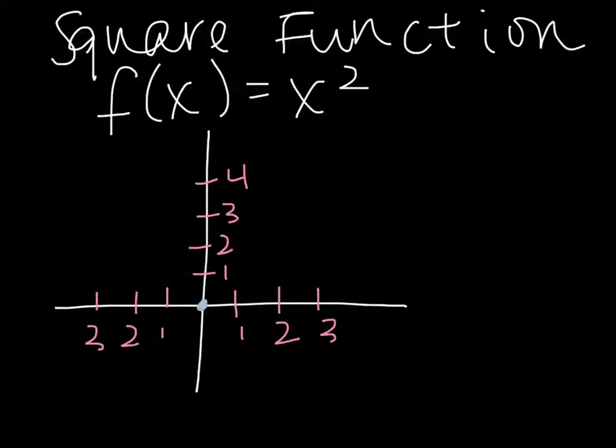Then on either side, so if we go to x is 1, if we plug it in, 1 squared is 1. -1 squared is also 1. 2 squared is 4. -2 squared is also 4. Link the points up. Not a very good job. But that's how you would graph a square function. The next one is called a cube function.